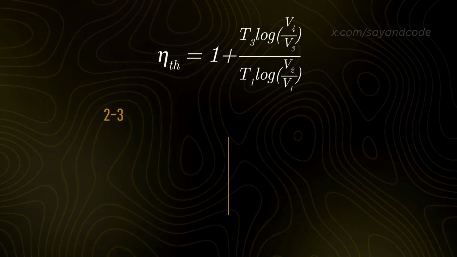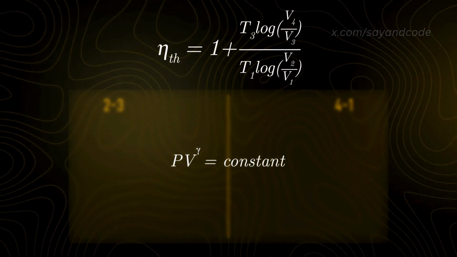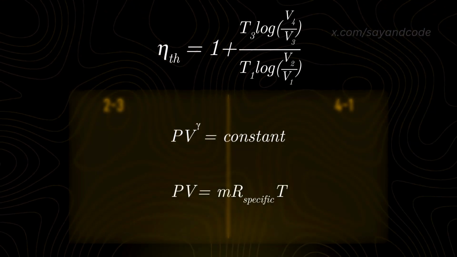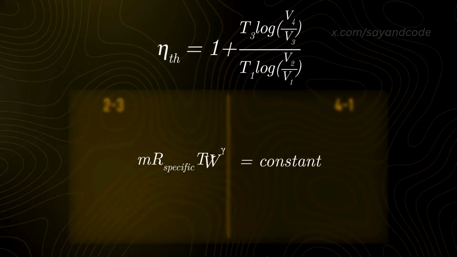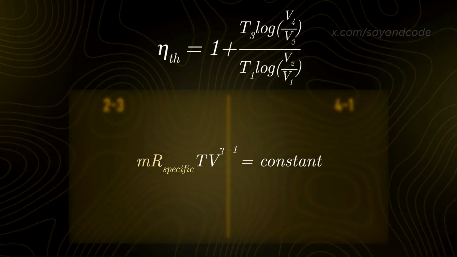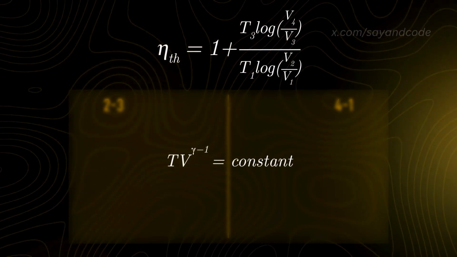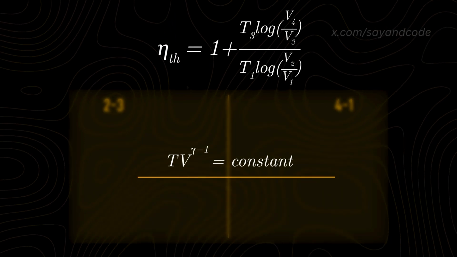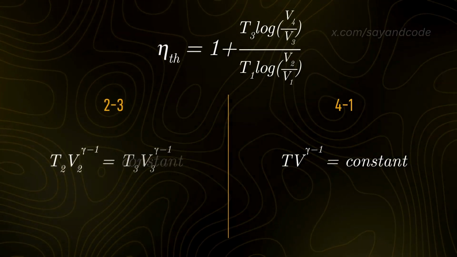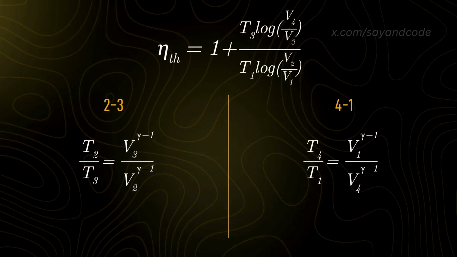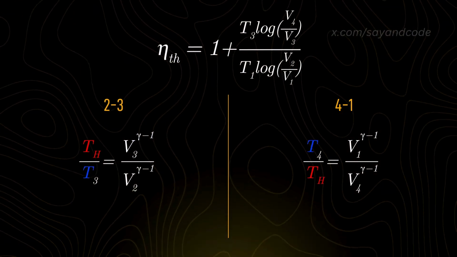But process 2 to 3 and 4 to 1 are adiabatic, and so, PV raised to gamma is constant in those processes. Combining this with the ideal gas law, by using the value of P, we get the form, MR specific T into V power gamma minus 1, is equal to constant. Since MR specific is also a constant, for a given gas, we can group it with the constant in the RHS, which gives us TV raised to gamma minus 1, is equal to constant. We can use this relation for process 2 to 3 and 4 to 1, and rearrange. Here, T1 and T2 are the same as TH, and similarly, T3 T4 are the same as TC.